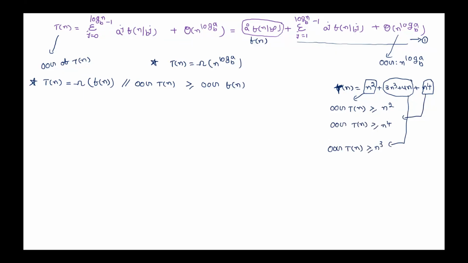Okay. So from this we know that order of growth of T of n is greater than or equal to order of growth of n power log a base b. Is that okay? But exactly, we don't know what is the value.